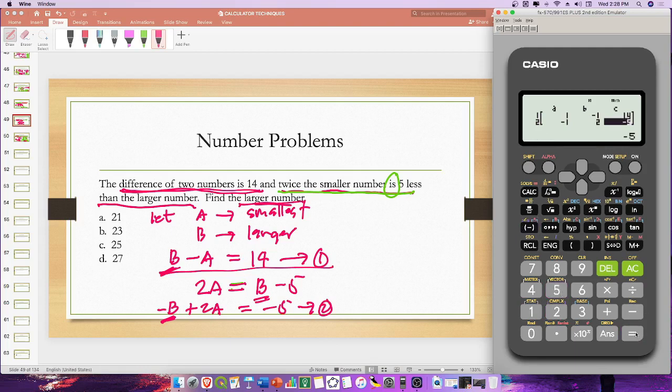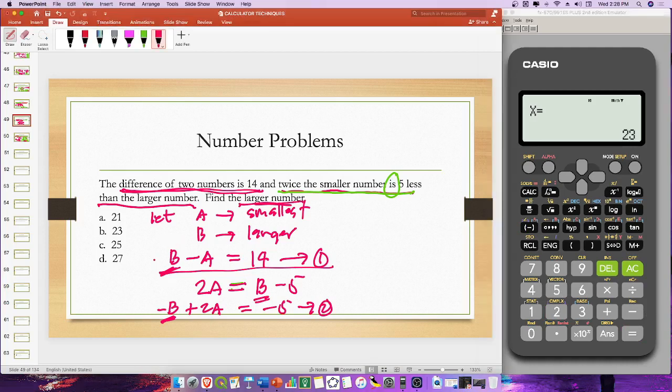Press the equal sign to solve for the value of b. So take note, the first value that will come out in your calculator is the value of the first variable you have entered. So this is now b equals 23. So be careful of that, because if you will rearrange, the value that will come out first will not be b. So if you make a your first variable, then the first number that will come out will be a.